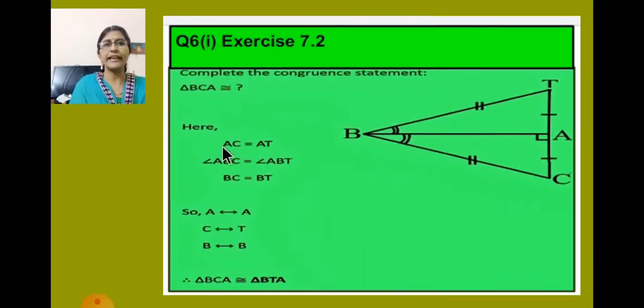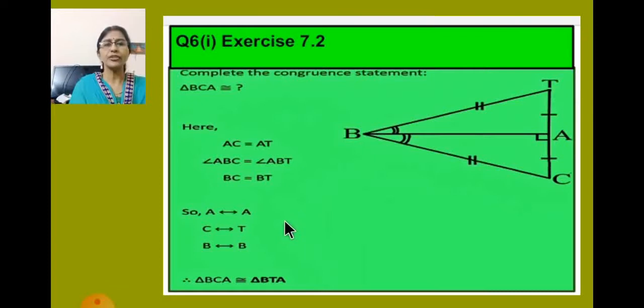So here we'll write AC is equal to AT. Here you can see AC is equal to AT. You can see these are the marks given. That means this side is equal to this side. And then you will write angle ABC is equal to angle ABT. You can see here angle ABC and angle ABT. You can see these two angles are equal. So these two triangles we are comparing. And then BC is equal to BT. This side is equal to this side.